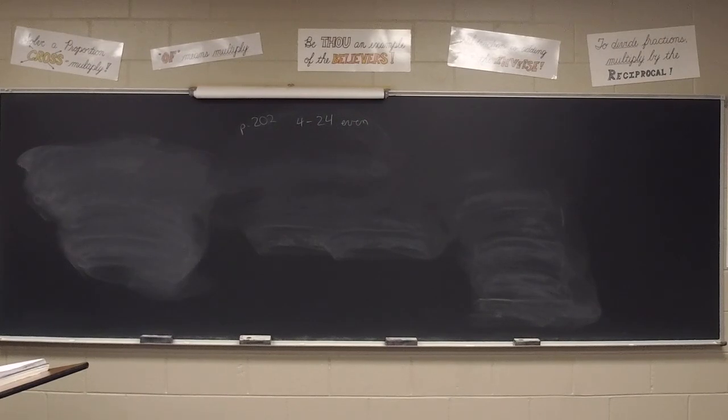It looks like Joshua's finished with the 4 through 24 even, quickly working sign, number, letter on each of these.